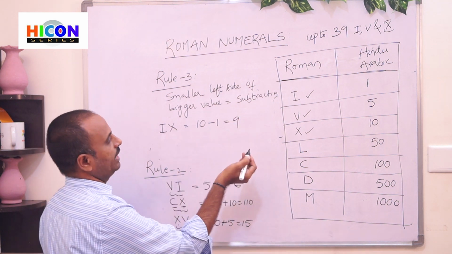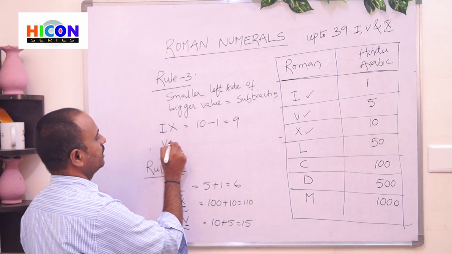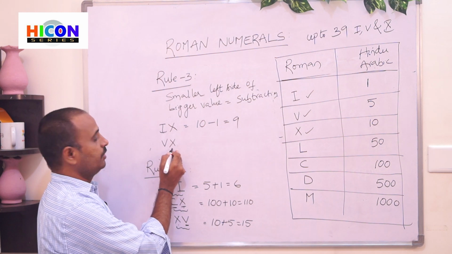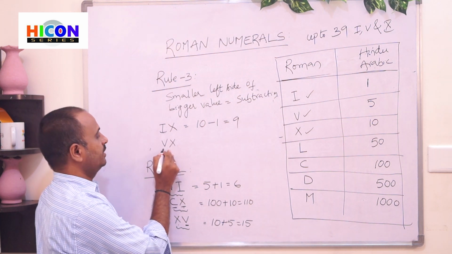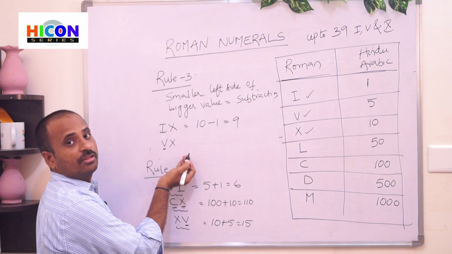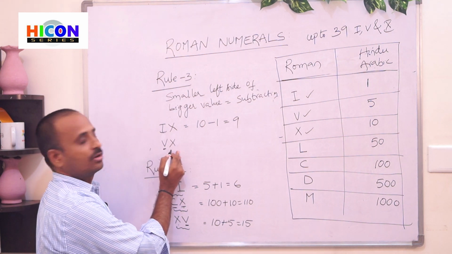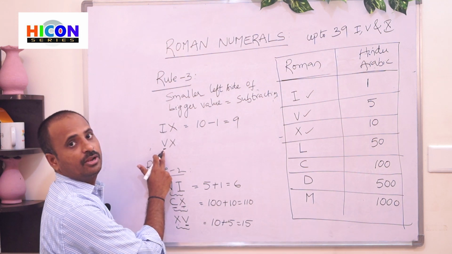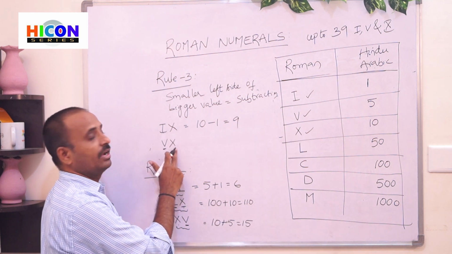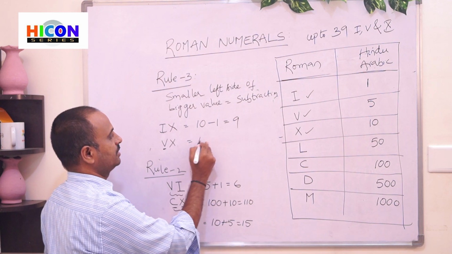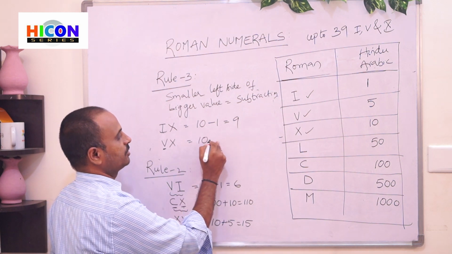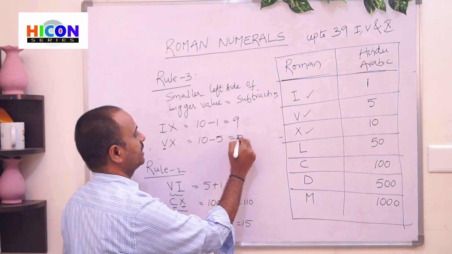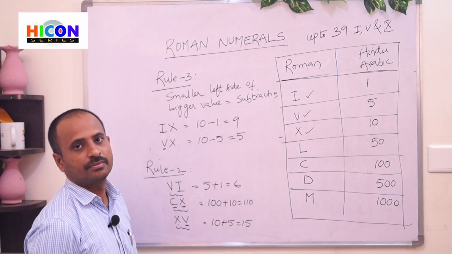So let us see one more example. VX. Children, X is the bigger value, V is the smaller value. Here the smaller value V is written on the left side of the bigger value. Now we have to make subtraction. That means we have to subtract the smaller value V from the bigger value X. X means 10 and V means 5. So subtract 5 from 10, we will get 10 minus 5, 5.